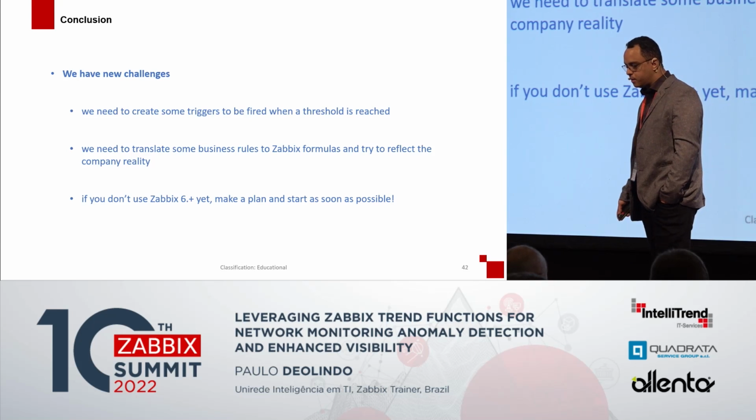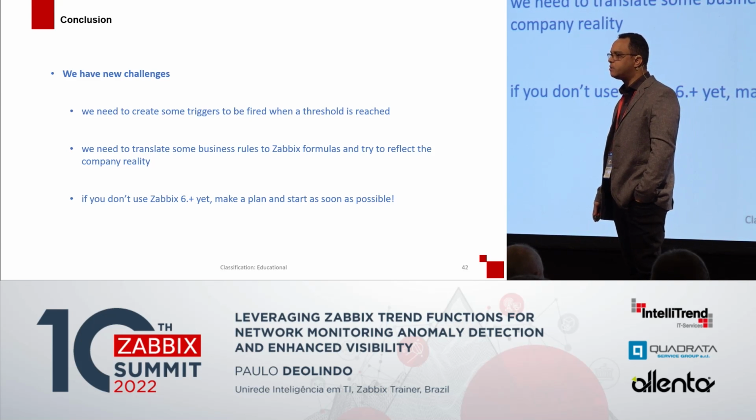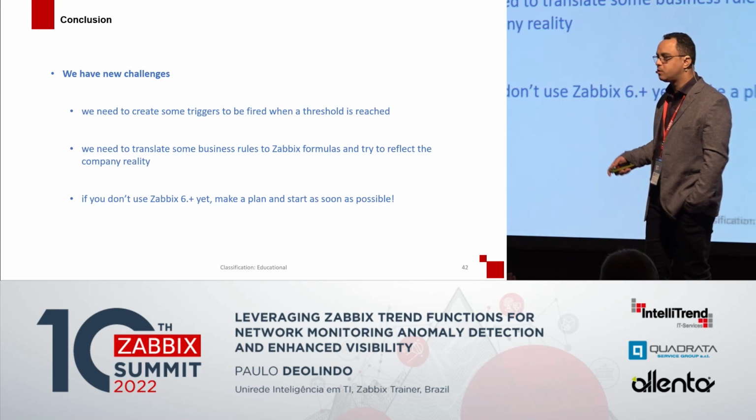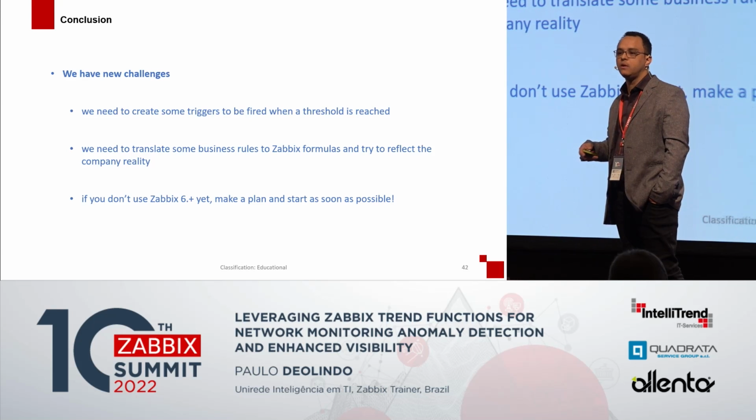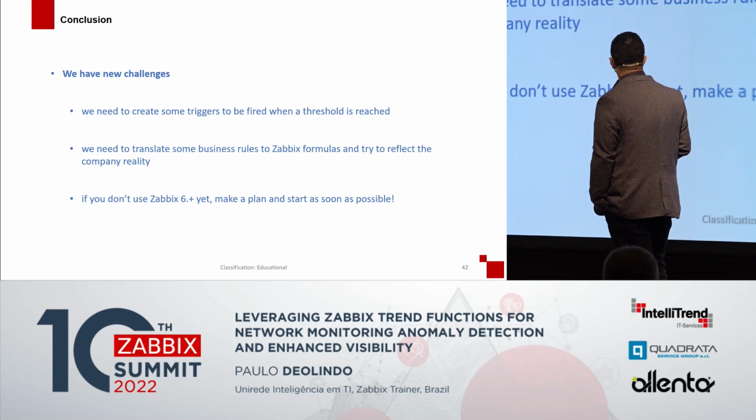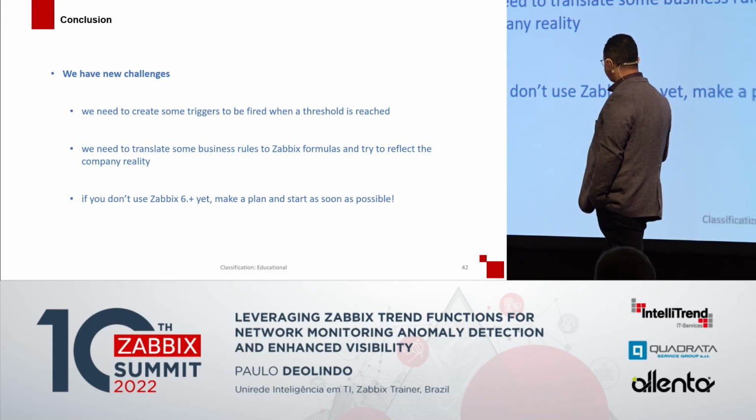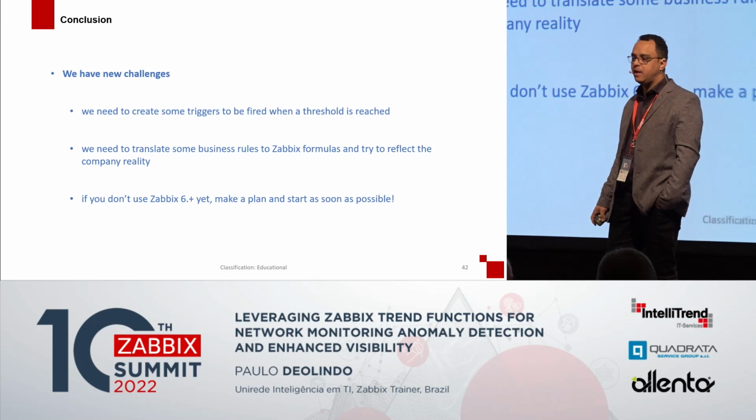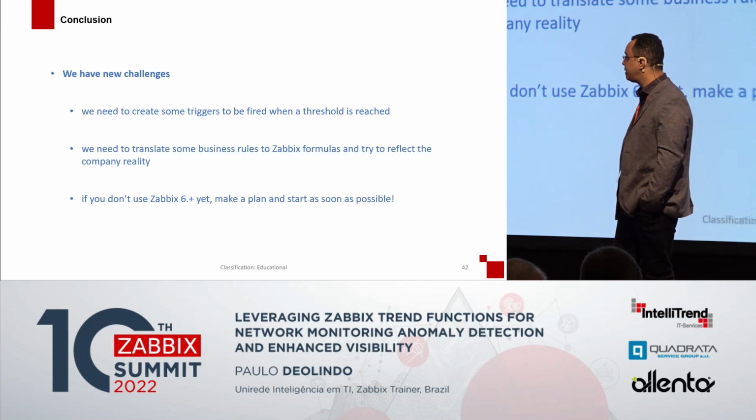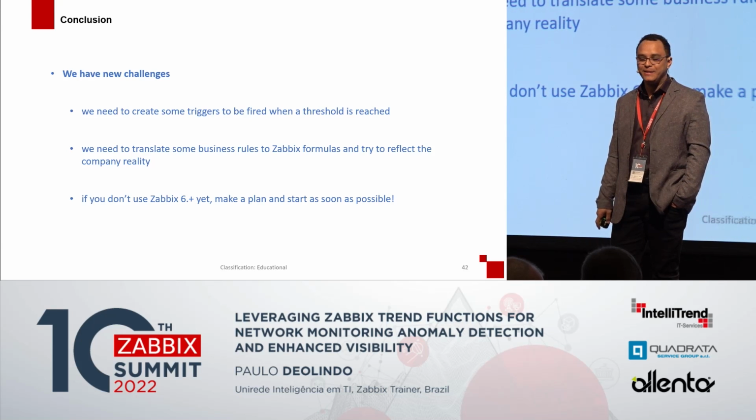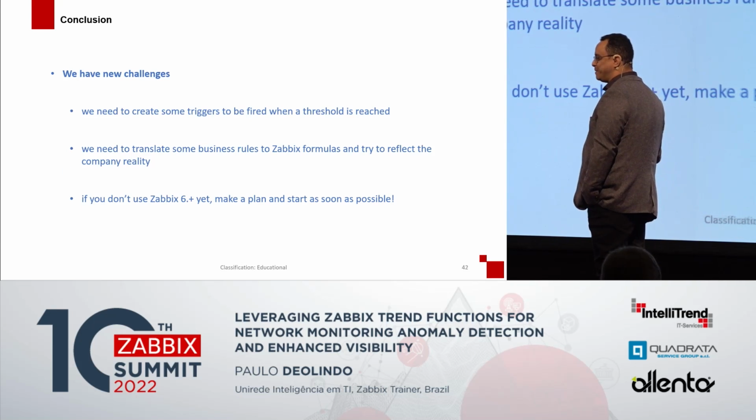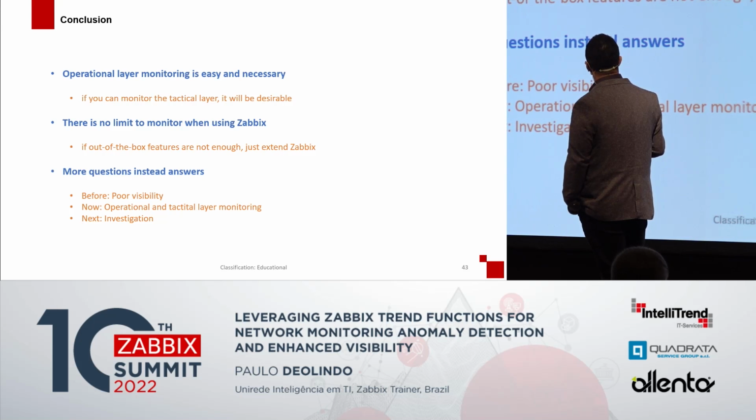Challenge from this moment. I just didn't create some triggers to fire because it's just a use case. Again, you need to translate your business rule into a trusted formula, trusted triggers to reflect your real-life scenario in your company, for example. Please, if you don't use Zabbix.plus yet, make a plan and start, because Zabbix Change Functions are a very, very nice implementation. Thank Zabbix for that. And okay, we need evolution. I think this is it.